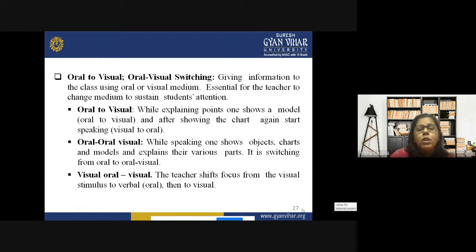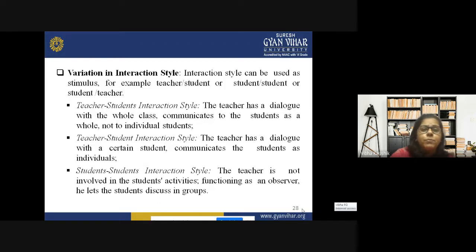Oral to visual: while explaining points, one shows a model, oral to visual, and after showing the chart again starts speaking, that is visual to oral. Oral to oral-visual: while speaking, one shows objects, charts and models and explains their various parts. It is switching from oral to oral-visual. Visual, oral, visual: the teacher shifts focus from the visual stimulus to verbal oral, then to visual.